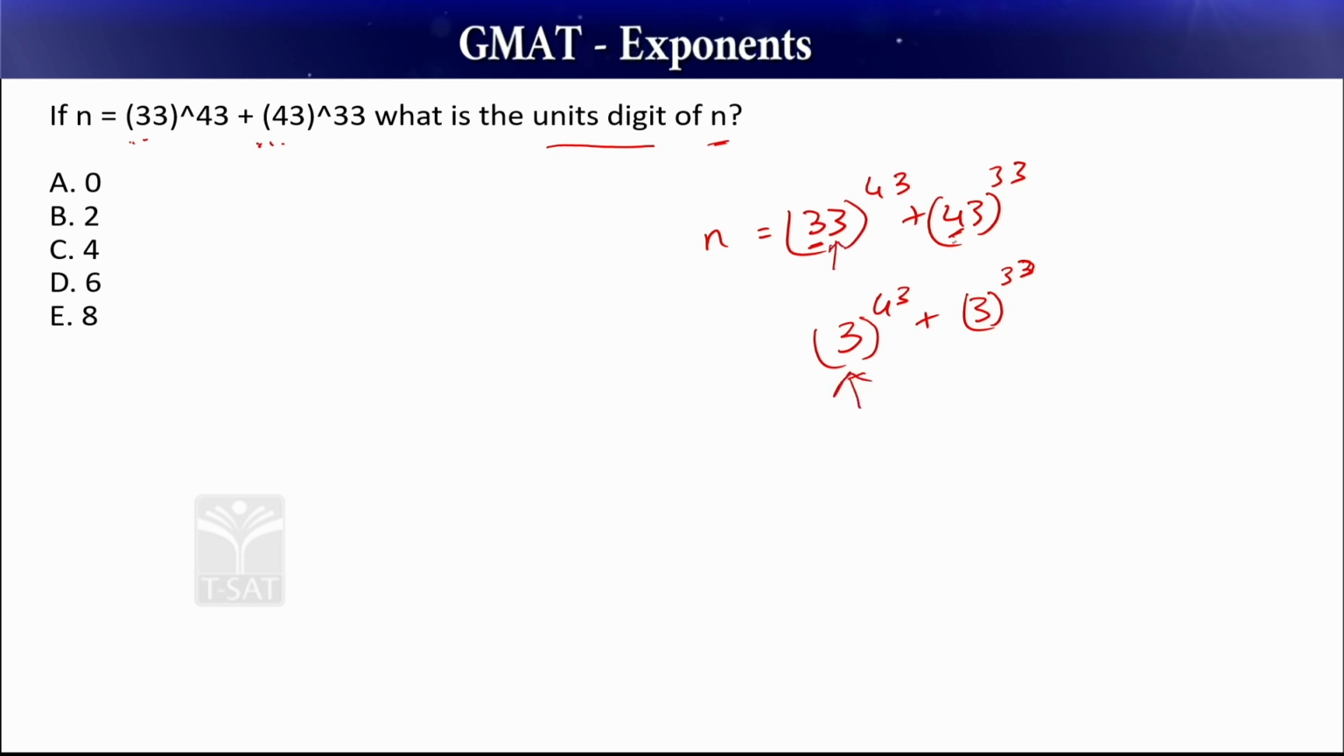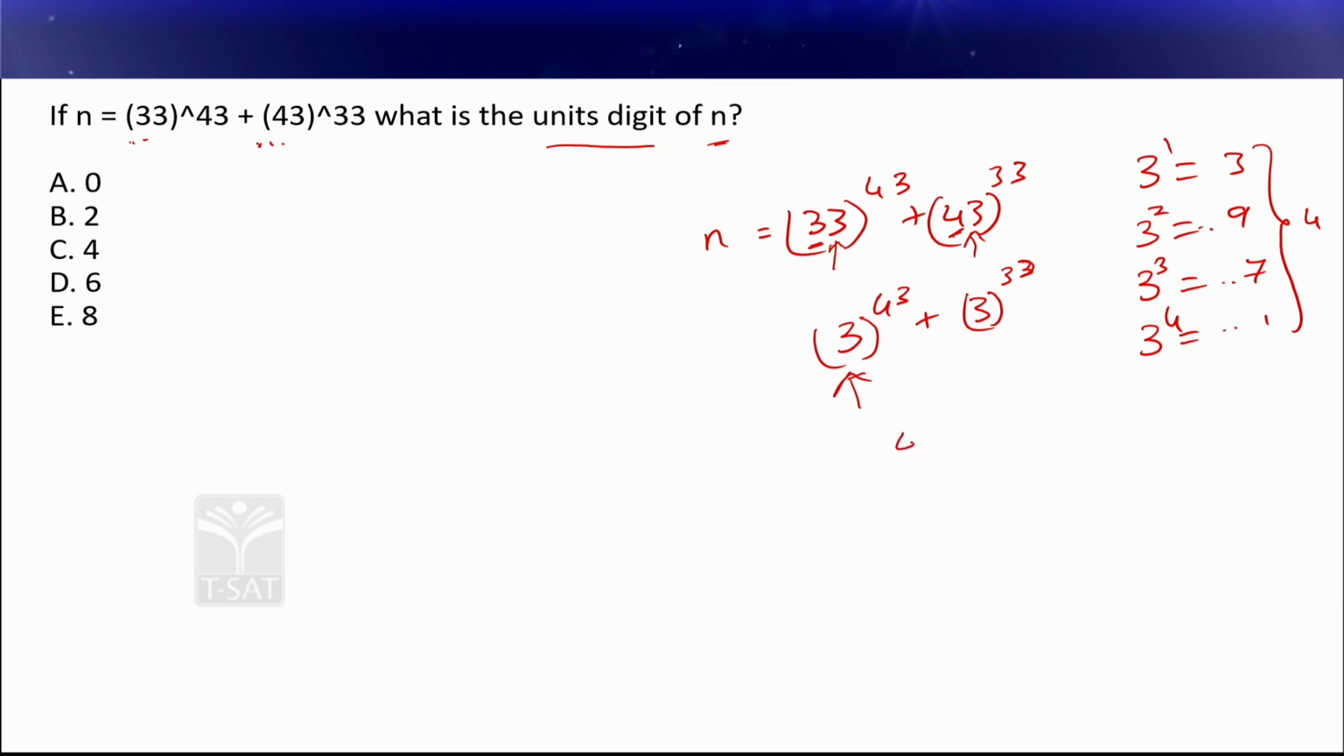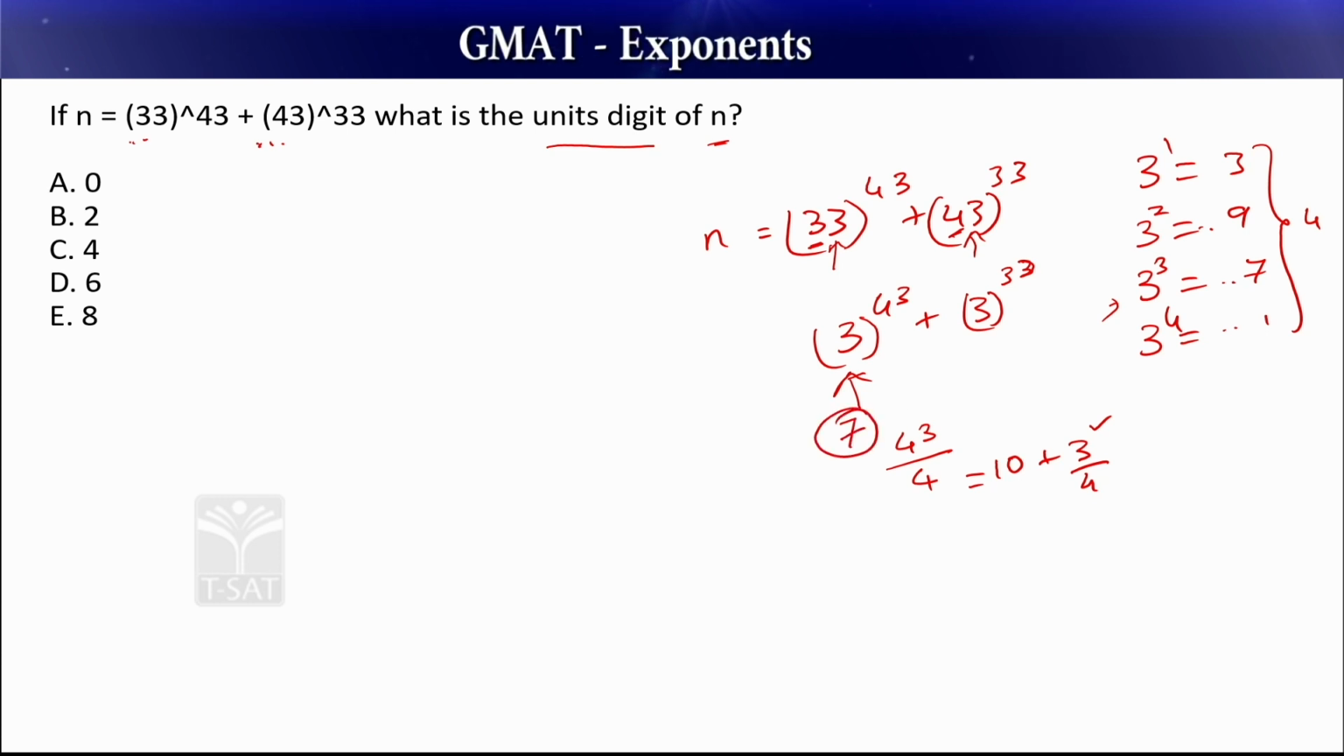So I wrote here 3 to the power of 43 and 3 to the power of 33. 3 has a cyclicity of 4. So let's divide our powers or exponents by 4. We get 4 tens plus the remainder comes out to be 3. So it will have the same units digit as 3 to the power of 3, that is 7. So this will have 7 in its units digit.